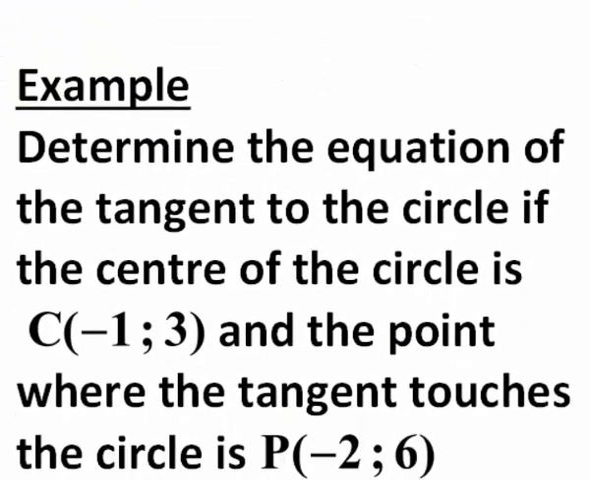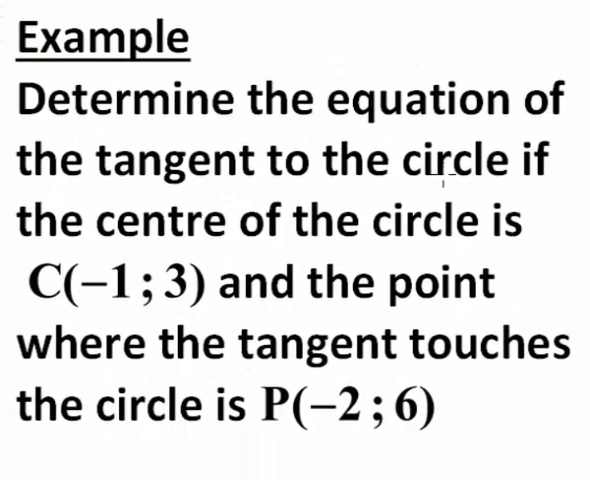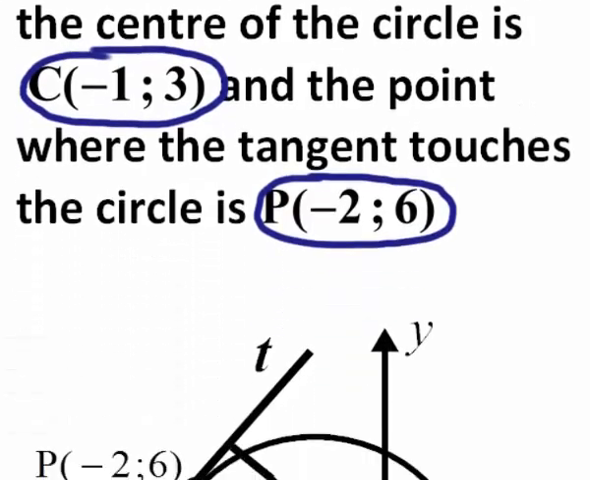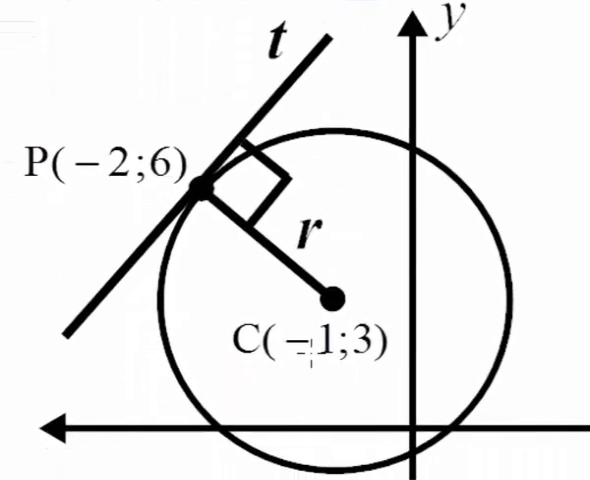Let's have a look at an example. Determine the equation of the tangent to the circle below if the center is given by the point (-1, 3), and the point of tangency, that's the point where the tangent touches the circle, is given by this point. There's your C (-1, 3), and there's your P (-2, 6).